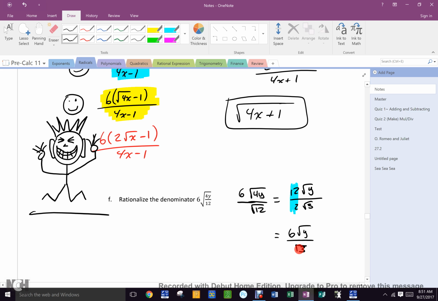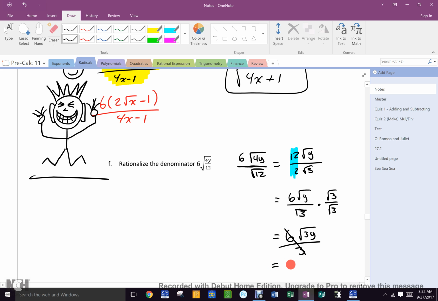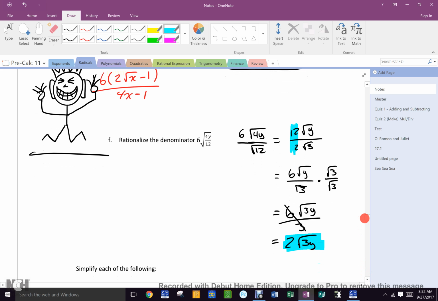Now what would you do, Priyanka? Multiply by root 3 over root 3 to get what? Six root 3y over 3, then what? Divide the 6 and the 3 to get what? Am I done? Okay. Whew. That wasn't difficult.